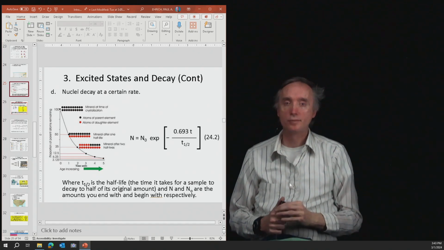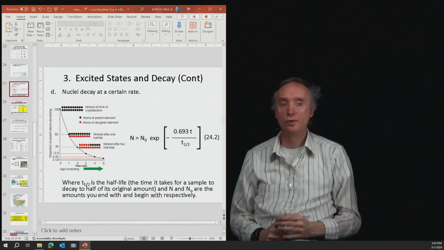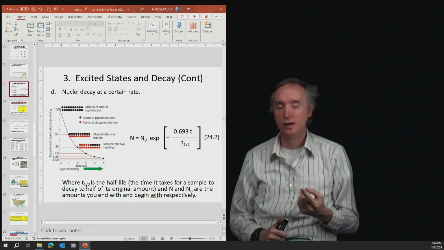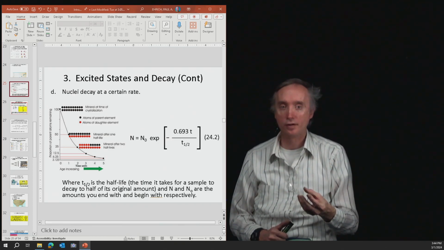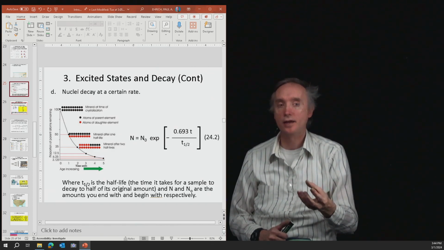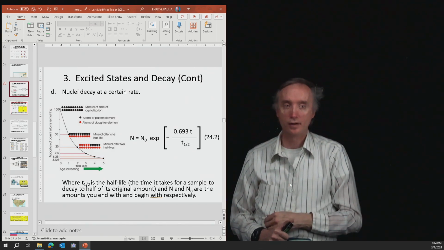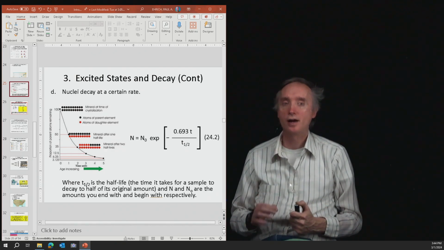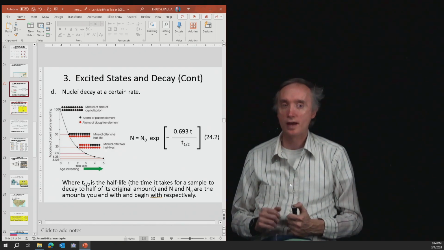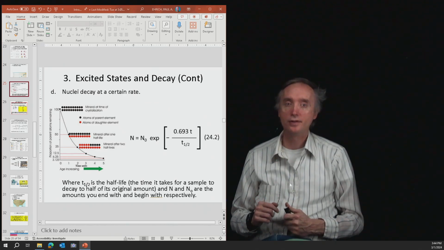Okay, in our previous segment, we learned that you can start with one radioactive element, and then it can decay and turn into another radioactive element, and then that can decay and turn into another radioactive element. But we didn't mention anything about how much time it would take to do that in. And so that is what we want to discuss right now.